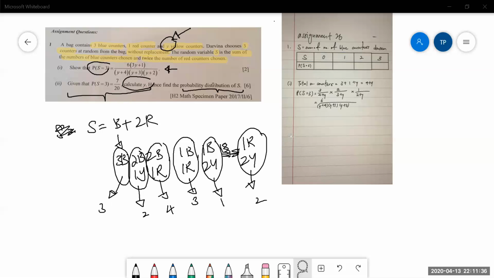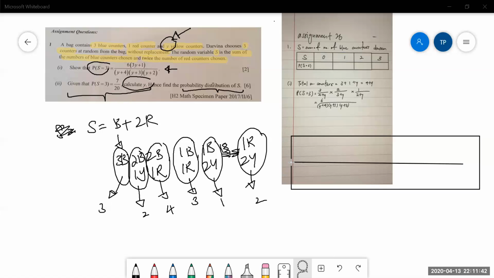So now we know for S, you understand now? So what's the probability distribution? Yeah. So we know that S can take on 1, 2, 3, 4. So we already know the probability of 3 already. It is 7 over 20.